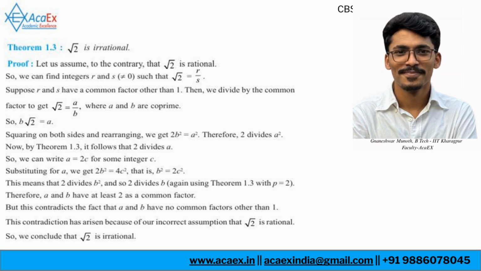Find the contradiction. This result means b squared is divisible by 2, and therefore b must also be divisible by 2. If both a and b are divisible by 2, they have a common factor of 2. This contradicts our initial assumption that a and b are coprime. Conclusion. Since our initial assumption led to a contradiction, it must be false. Therefore, the square root of 2 is irrational.